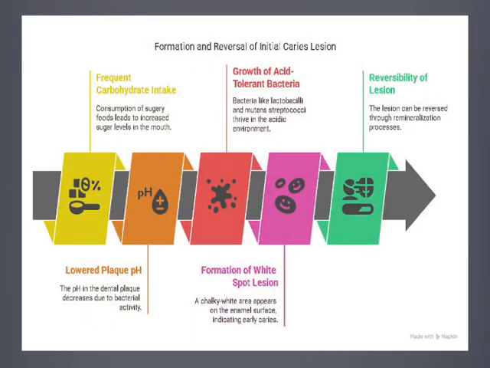Initial caries lesions form when frequent sugar intake lowers plaque pH, leading to acid production by bacteria. This causes a chalky white spot on enamel, signaling early decay. Fortunately, these lesions can be reversed through remineralization if proper care is taken, highlighting the potential for prevention and healing.